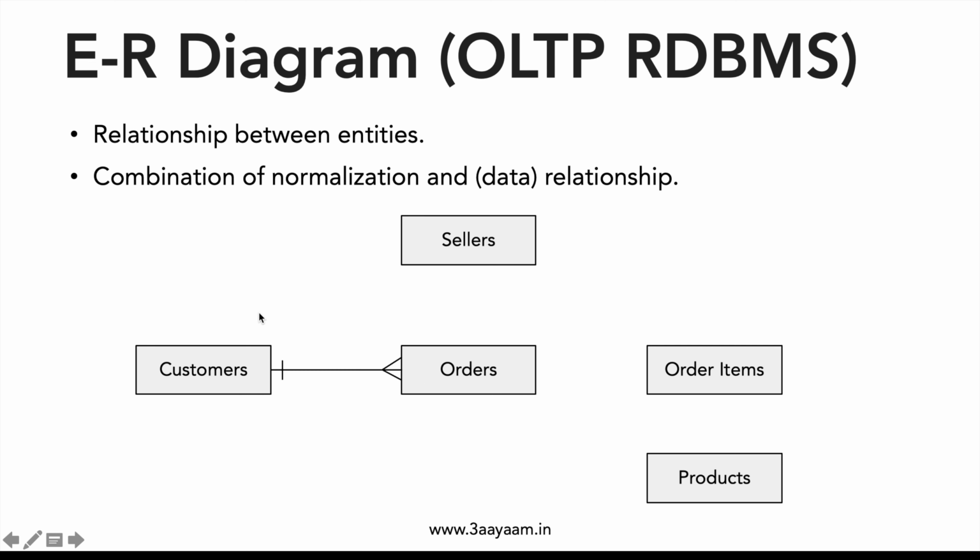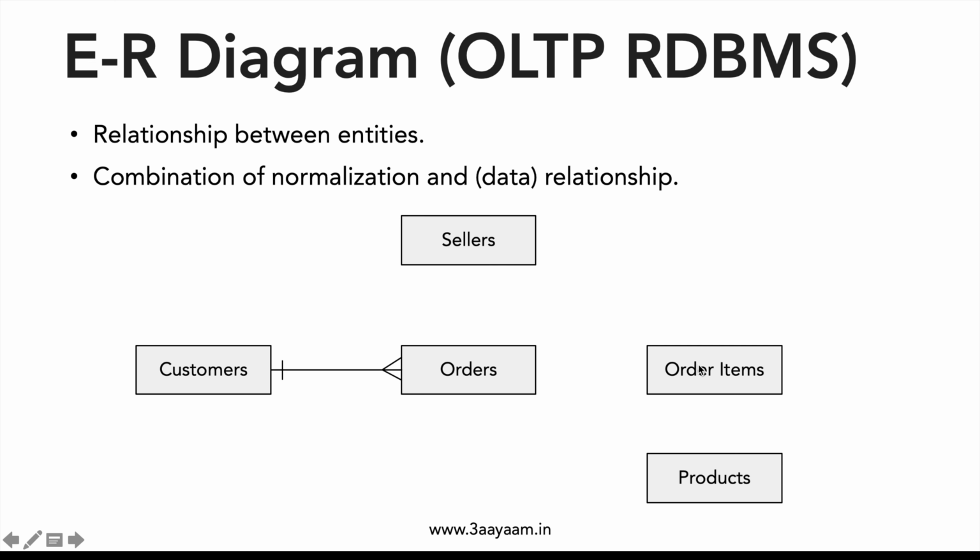So now we know that between customers and orders, this is how the relationship would be. So for a single order in the orders table, there can be only one customer. That's why we have this standing line. For a single customer, there can be multiple orders and there can be zero orders also.